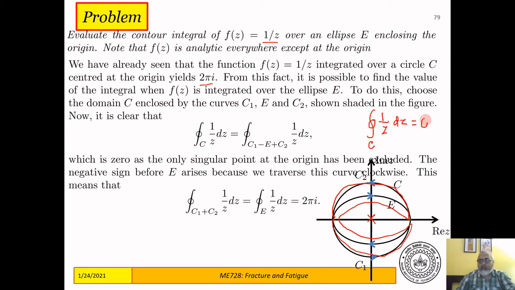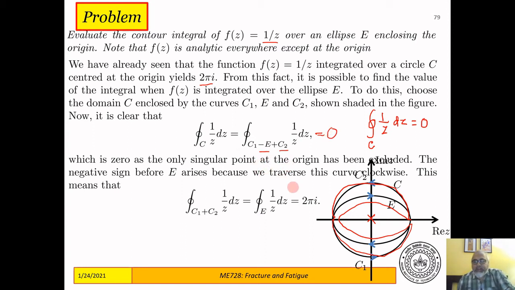is equal to 0. Now, C is composed of C1, which I have traversed in an anti-clockwise direction. Then it has E, which I have traversed in a clockwise direction. That's why I have this minus E. And then again C2, which I have traversed in an anti-clockwise direction. So it is plus C2. So over this contour, this is equal to 0.